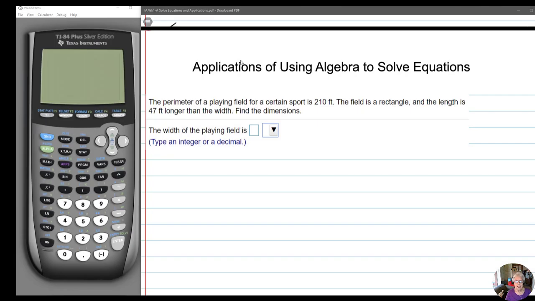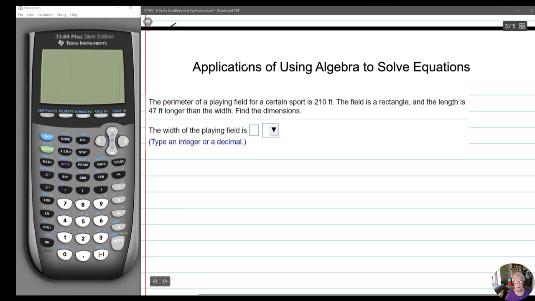Hello there. Today, we're going to be talking about how we actually use algebra to solve equations. That is, how we actually use the solving of equations with algebra. What are they used for? That's what I'm trying to say.